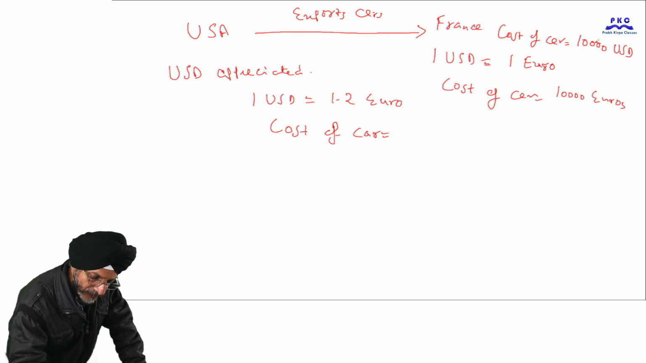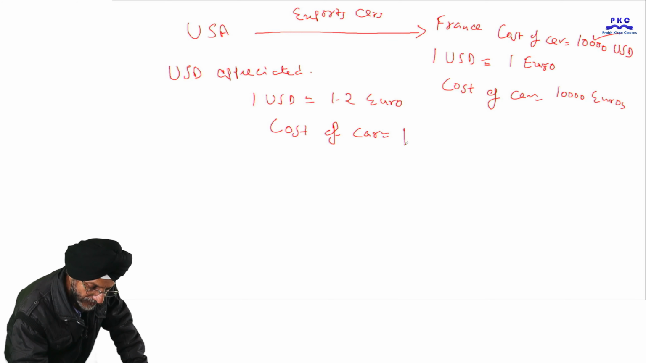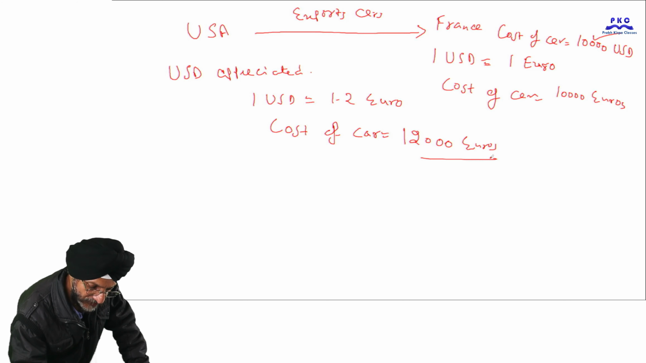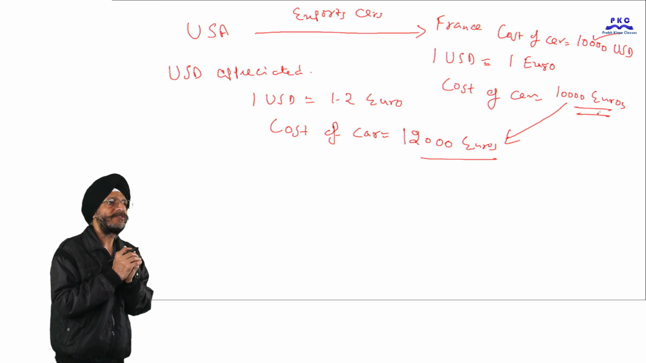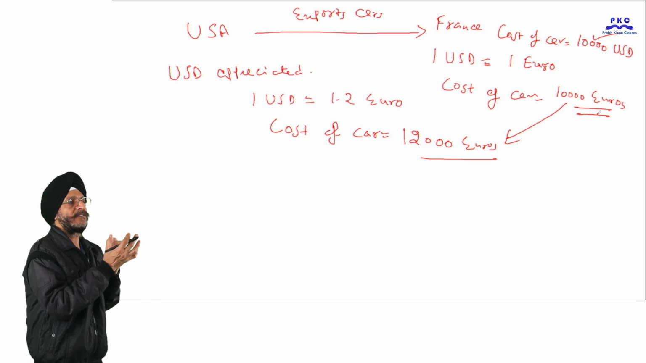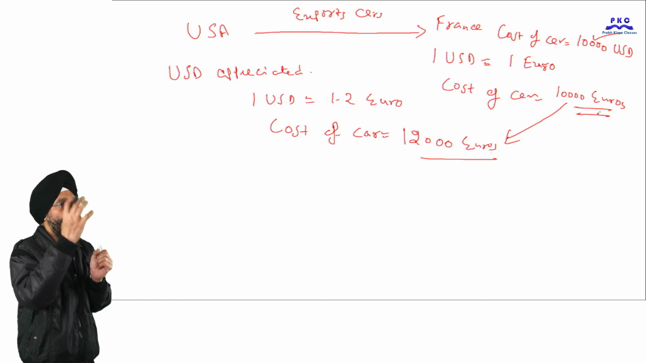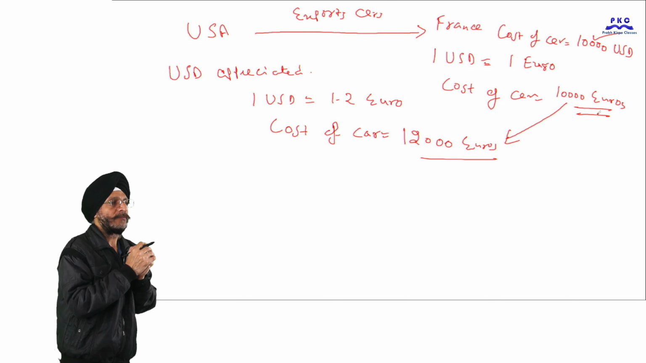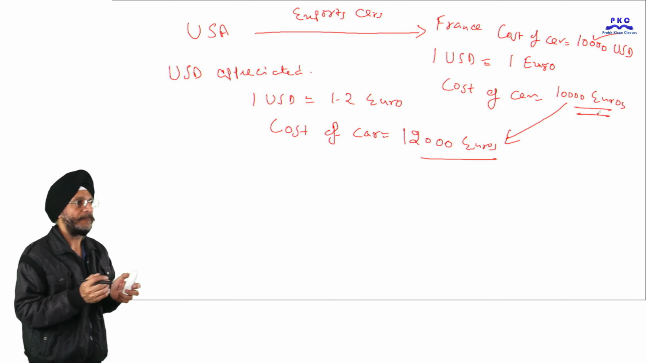The cost of the car is the same, 10,000 US dollars. Now, after appreciation, they will have to pay 12,000 euros, which earlier they were paying only 10,000 euros. Now they will have to pay 12,000 euros. So when the currency of a country has appreciated, the foreigners have to pay more to get the things from the appreciating country.